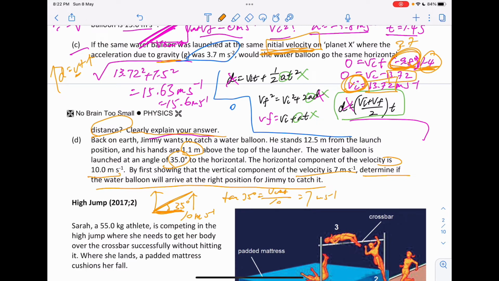Okay, so determine if the water balloon will arrive at the right position for Jimmy to catch it. So let's see. Determine if the water balloon will arrive at the right position for Jimmy to catch it. So first let's, wait, hold on. 0.1 meters above the top of the launcher. Okay.